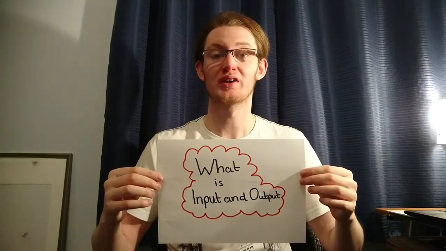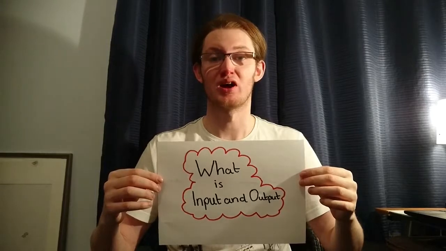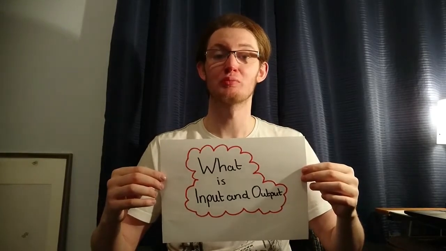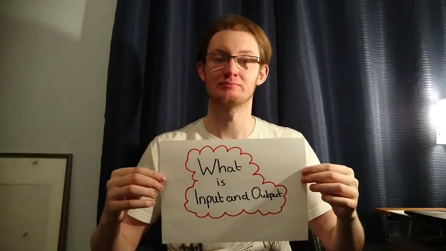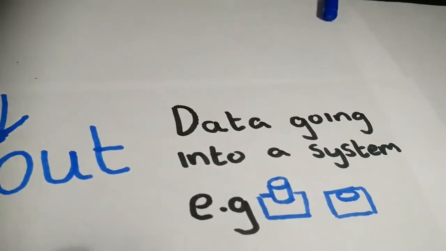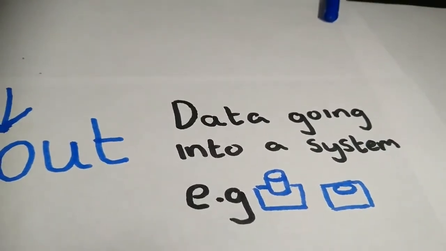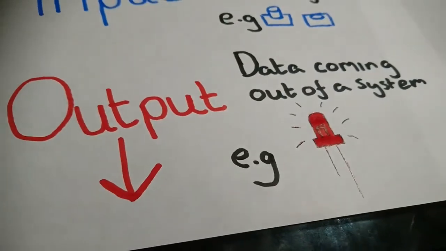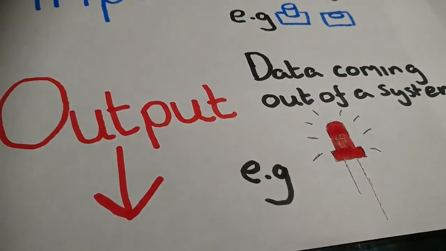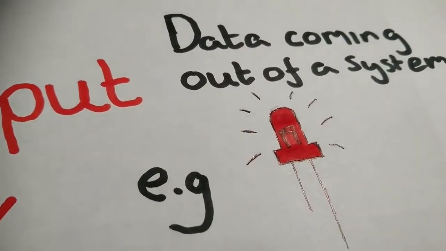In this video, we're going to look at what input and output is, the different types of input and output, and how input and output can be used with a Raspberry Pi. Input is data that goes into a system. An example of input would be pressing a button, as that inputs a signal into the system. Output is data that comes out of a system. For example, this could be the turning on of an LED.